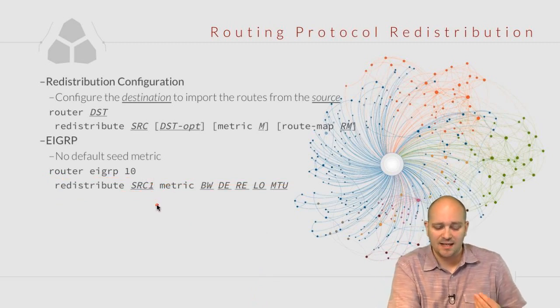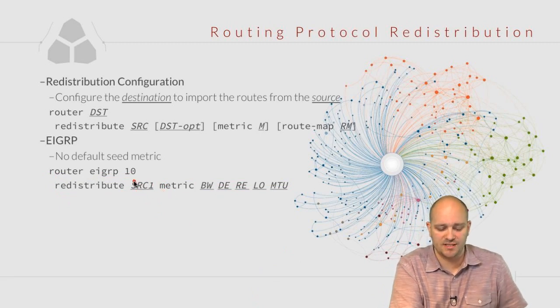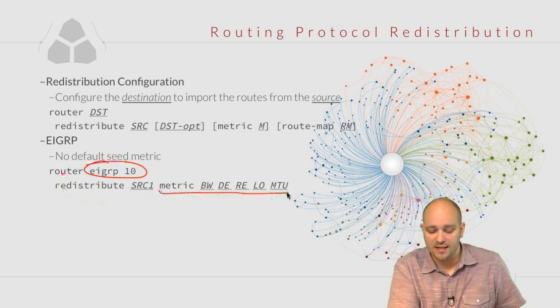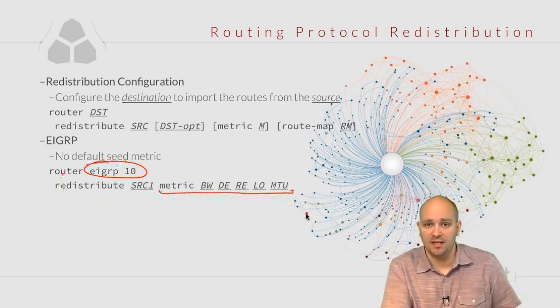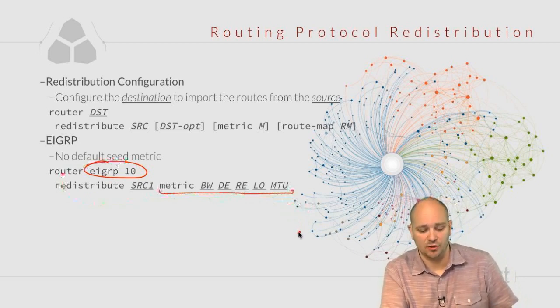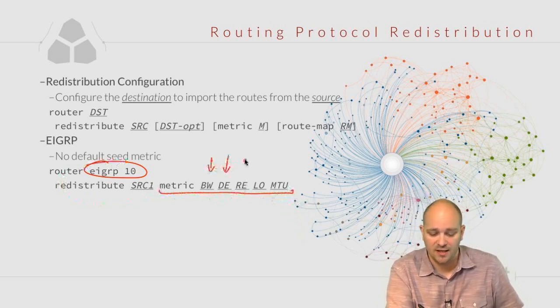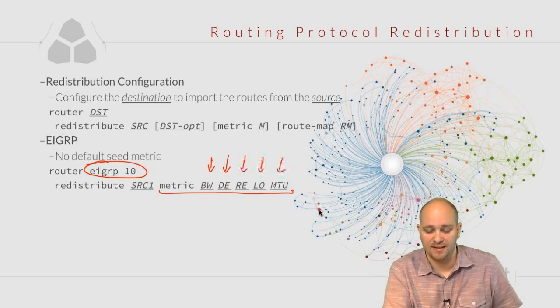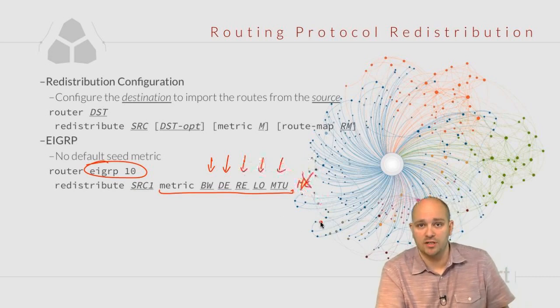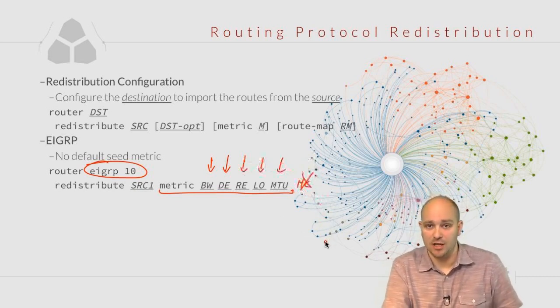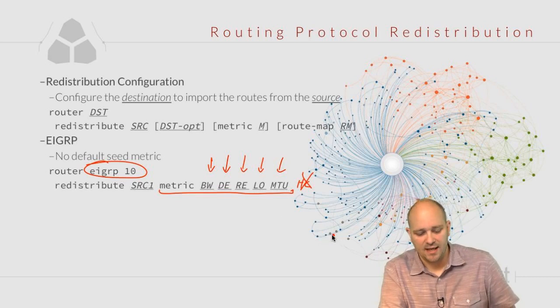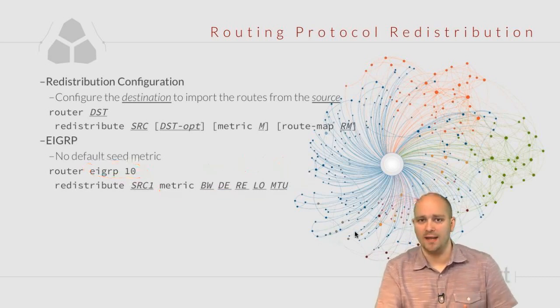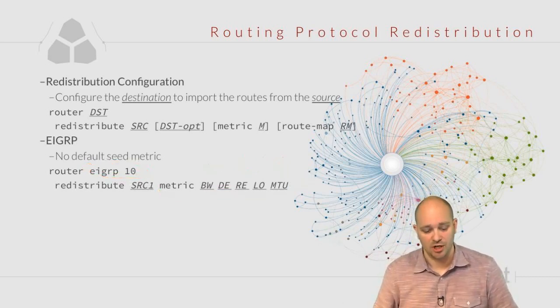To avoid that, it's a good thing to keep in mind, or always remind yourself, that when you are redistributing into EIGRP, always specify the metric. And the metric in EIGRP is specified using the metric component. So we have to specify the bandwidth, delay, reliability, load, and the MTU. As you might remember, there is one more, hop count, but the hop count for these routes will be 1 at this stage, because you cannot directly influence the hop count. So this is one way you can inject the routes into EIGRP.